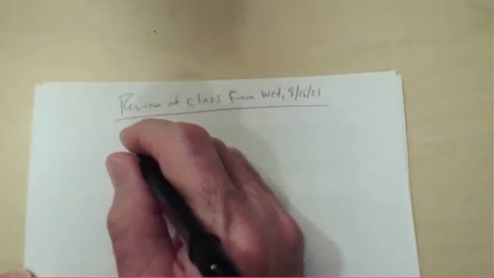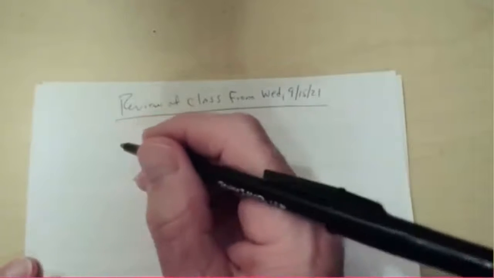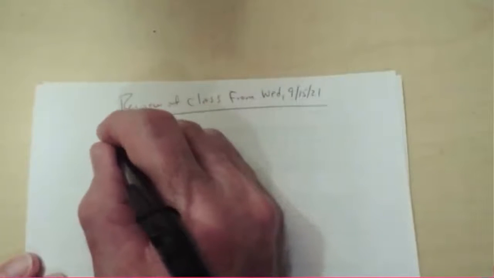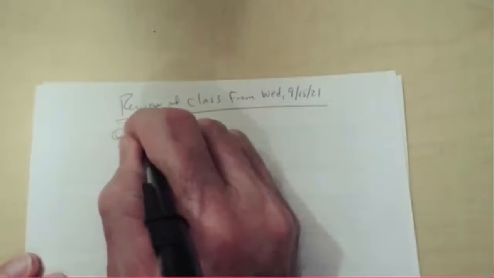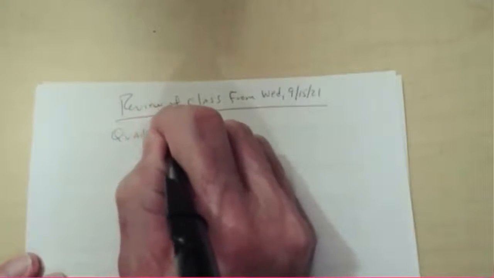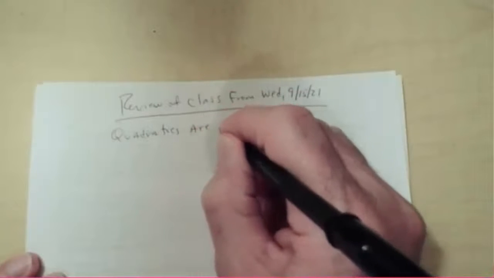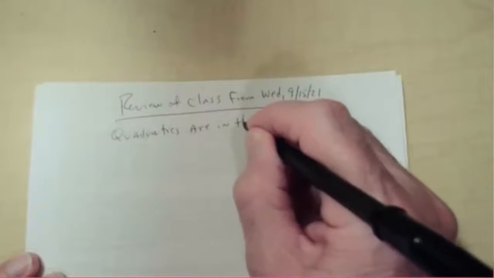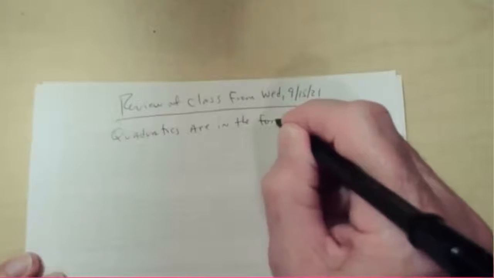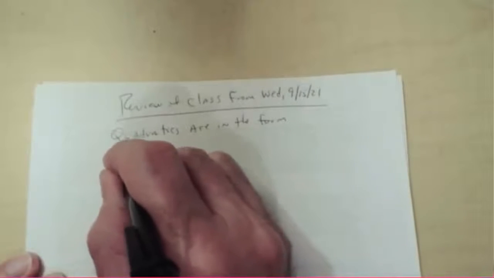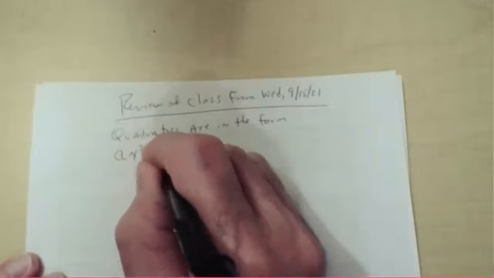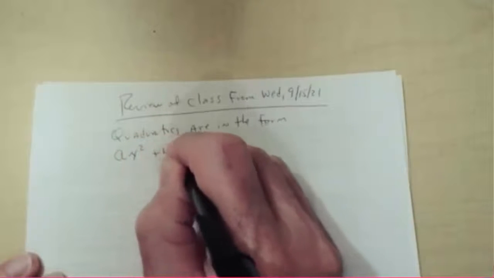Now, we're going to be doing factoring by grouping. Quadratics, Q-U-A-D-R-A-T-I-C, are in the form ax squared plus bx plus c.